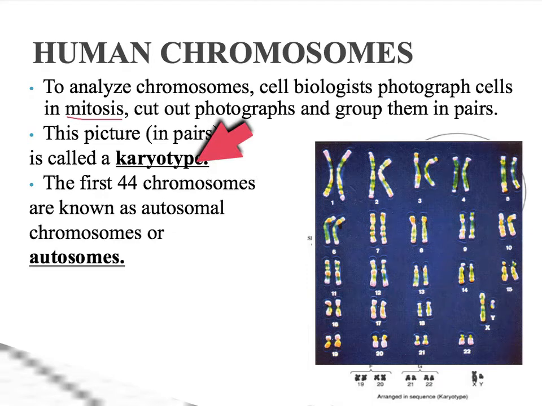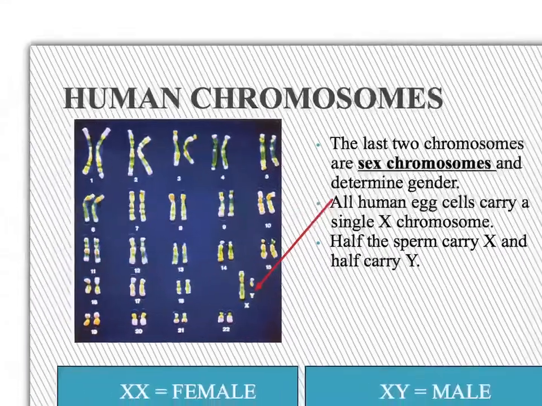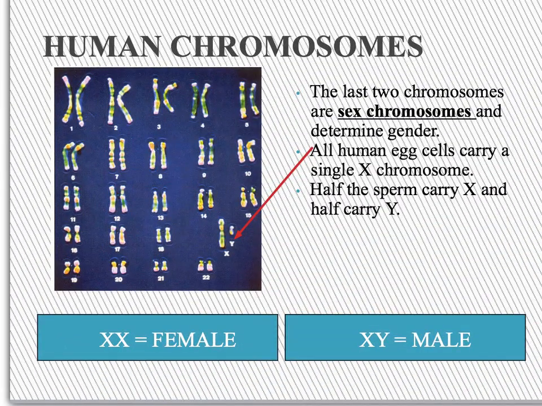And the first 44 chromosomes, remember you have 46 or you have 23 pairs. So the first 44 or 22 pairs are called autosomes. Auto means self, and so these are all of the chromosomes other than the sex chromosomes, or what determines gender. And here's where it says the last two determine your gender. XX is the female, XY is male.